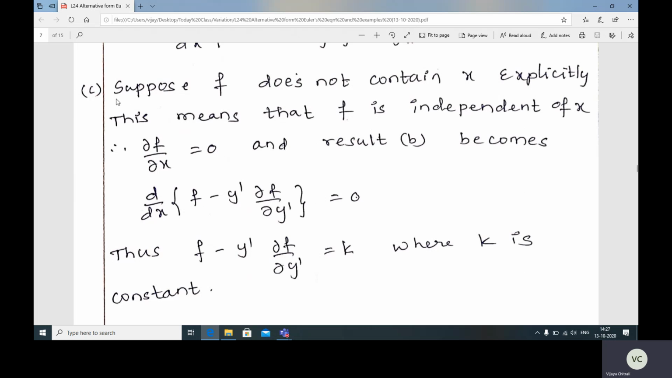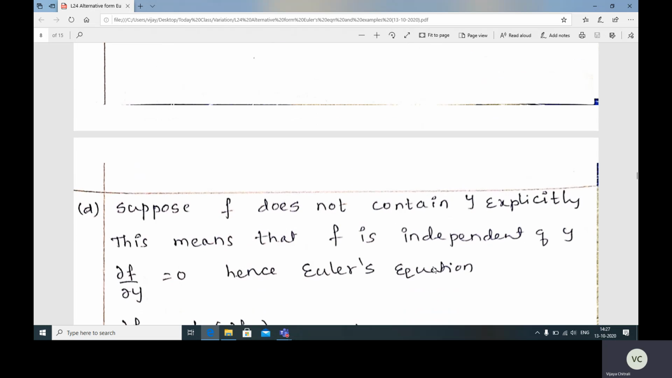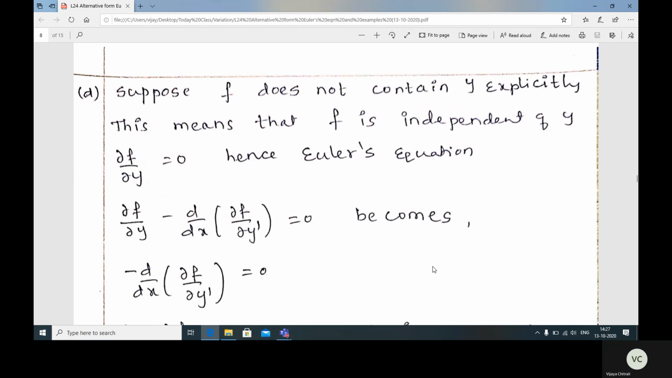We want to integrate this. So integration of d/dx of (f minus y' ∂f/∂y') is f minus y' ∂f/∂y', and this is equal to k. We need to add the constant because it is an indefinite integral, where k is a constant. Now move on to fourth result or D.